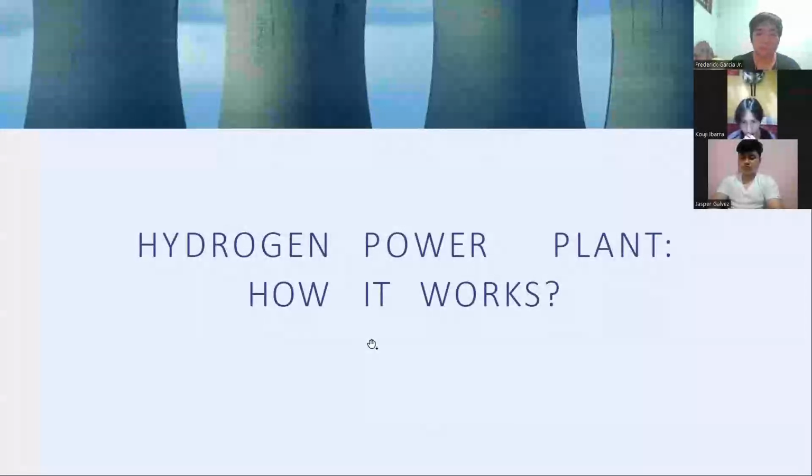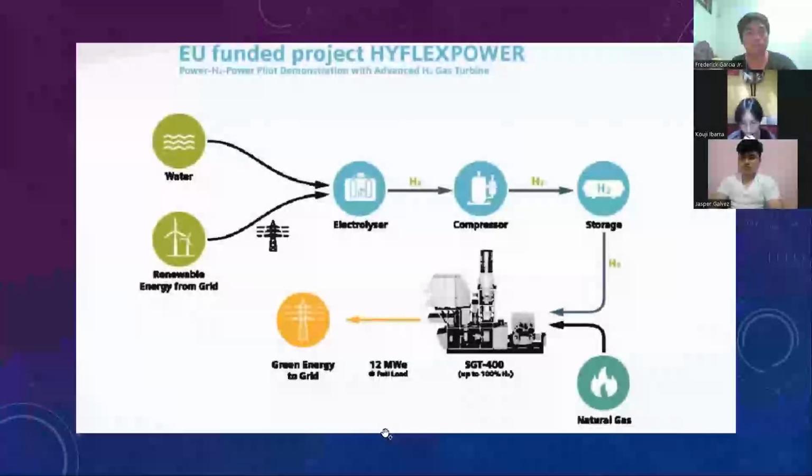Now, we move on finally to hydrogen power plants and the inner workings of a hydrogen power plant. Here we have an electrolyzer. This electrolyzer is what produces hydrogen gas. We take in water and we take in a source of electricity, in this case, renewable energy from the grid, and run an electric current through the water.